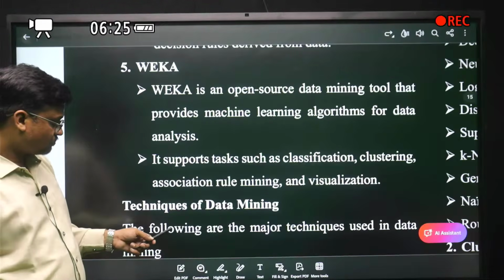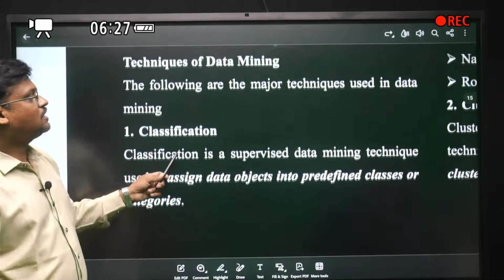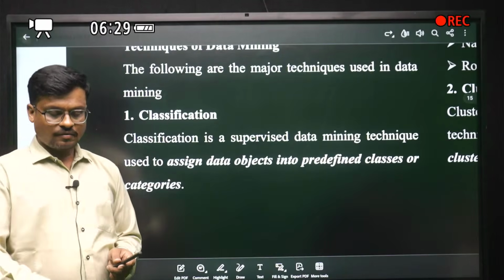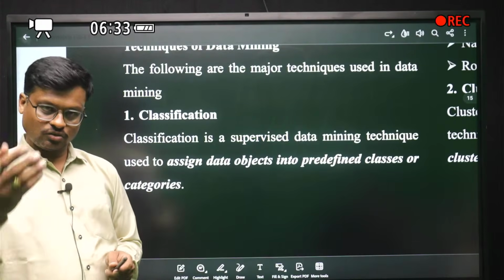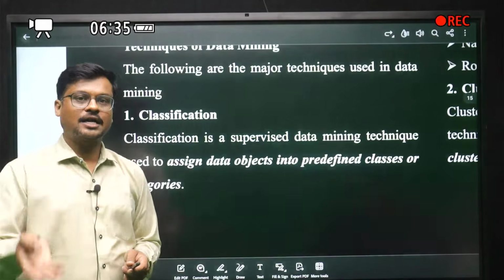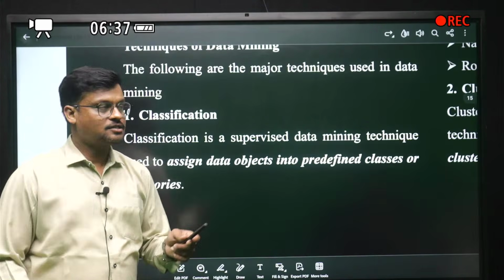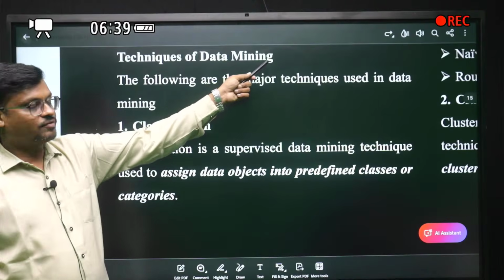Okay, dear. Now, what are the techniques of data mining? Just now, as I said, we will be able to achieve classification, clustering, regression, association rule mining, or market basket analysis. These are called the techniques of data mining.